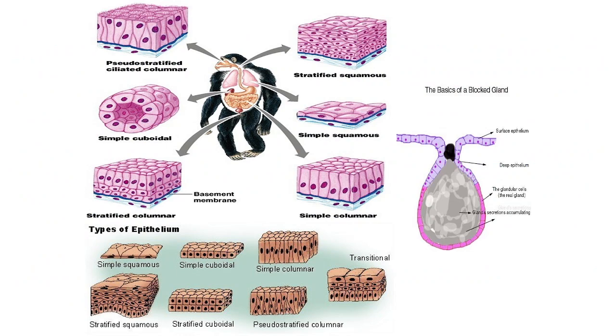You see, squamous, how they look. This is your squamous, this is your simple cuboidal, this is your simple columnar, this is transitional, this is pseudo columnar, this is stratified squamous. So these are the different shapes of your tissues.